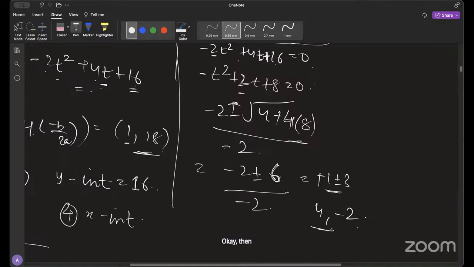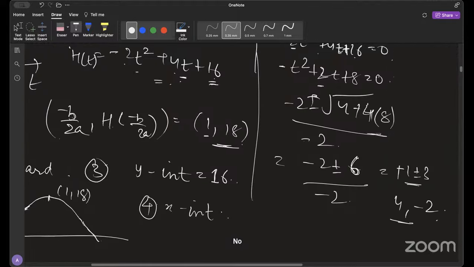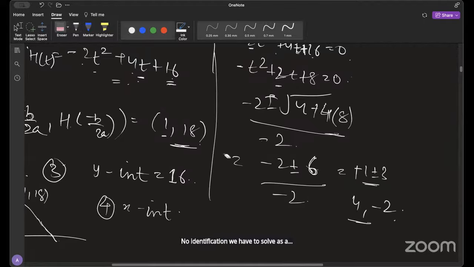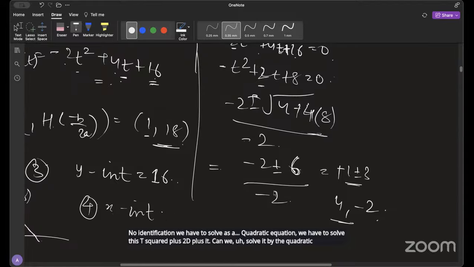Okay, then you will get these two things. This is the quadratic equation we have to solve: t square plus 2t plus 8. There was one constant. Can we solve it by the quadratic equation formula?